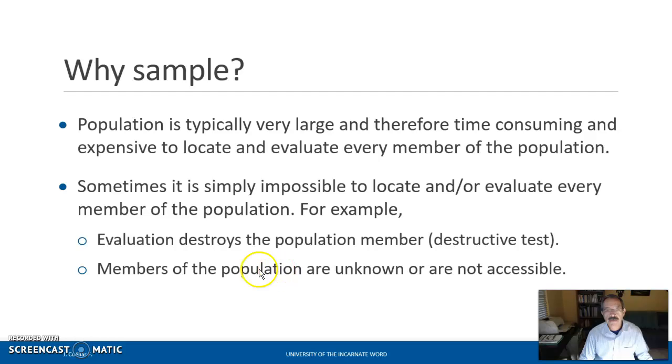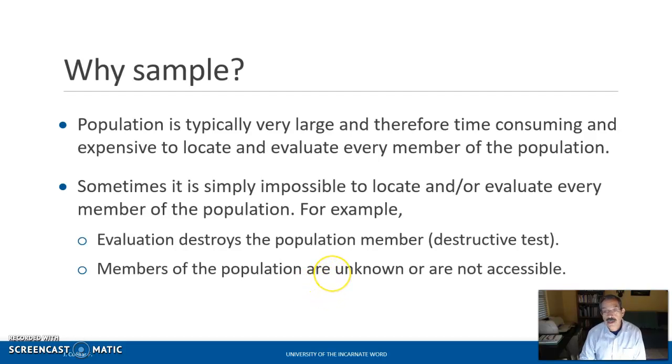Like in industry, we have these destructive tests where, for example, we want to test the strength of a brick. We use a press to press the brick and see how much force we need to break that brick, and the force at the point at which the brick breaks, we call that the pressure to break the brick. But imagine if we want to test every element in the population, we'll end up with no bricks because we will destroy all of them.